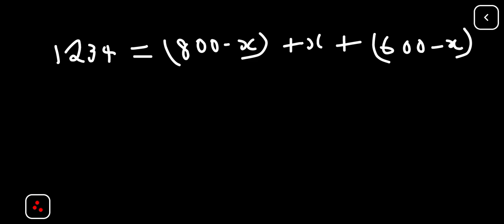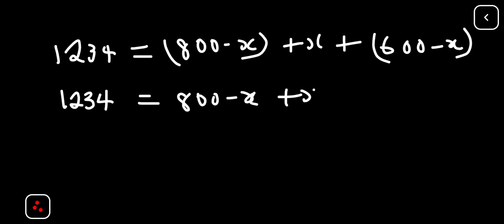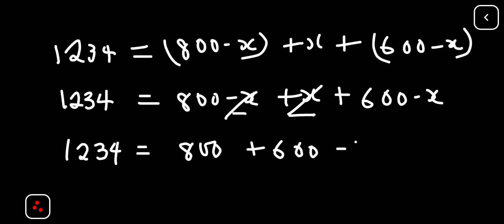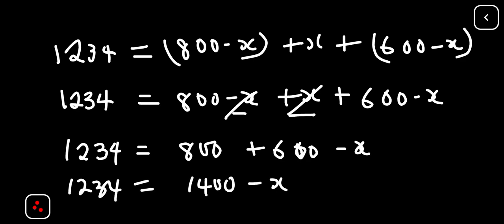So now if we solve this, we're going to have 1234 is equal to, if we open it up, 800 minus X plus 600 minus X. Now we have minus X plus X, so this will cancel out because minus X plus X is 0. So we'll be left with 1234 equal to 800 plus 600 minus X. And you see we get back the same equation we were working on before. And this is 1234 equal to 1400, because 800 plus 600 is 1400, minus X.